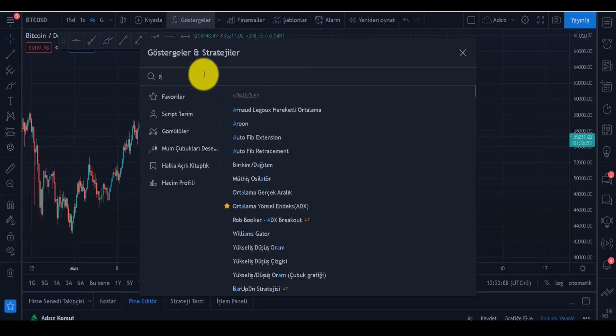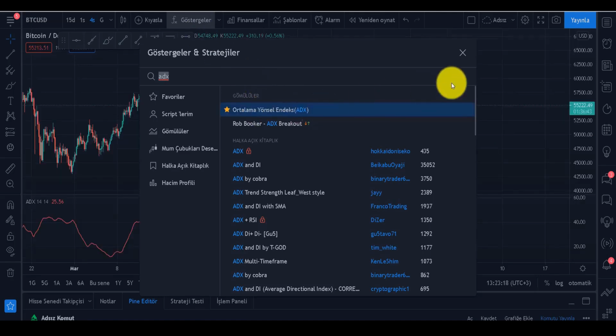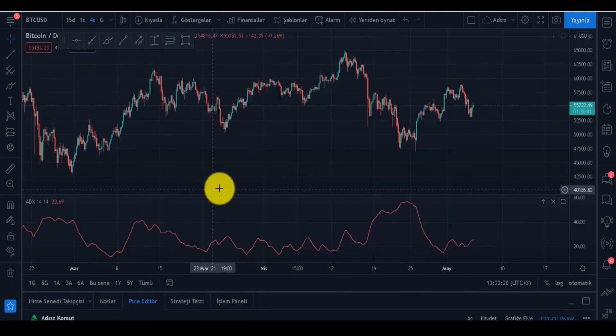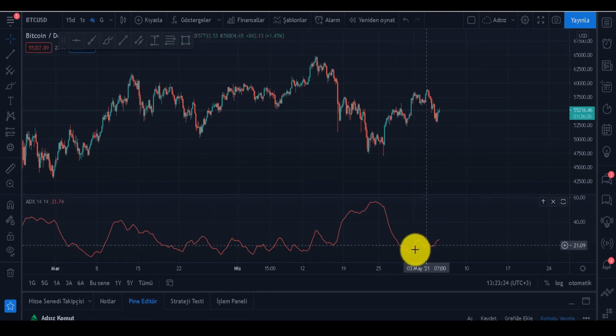What is this for, friends? We can access it by writing ADX here. I wrote ADX in the indicators section and clicked on average directional index. Then a display like this appeared at the bottom. Now, what does this indicator tell us, friends?